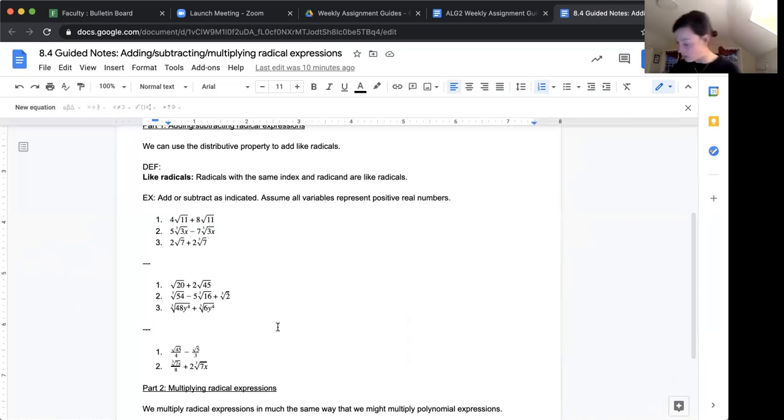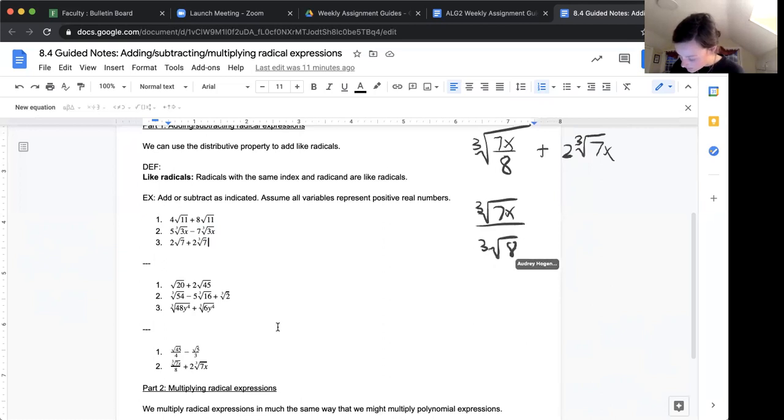And then next up, we have the cube root of 7x over 8 plus 2 times the cube root of 7x. Okay, so let's go ahead and apply our quotient rule for radicals. So we know this is going to be the cube root of 7x over the cube root of 8 plus 2 times the cube root of 7x. And then we want to go ahead and simplify. We know that the cube root of 8 is in fact 2. So I'm going to rewrite my denominator here as 2.